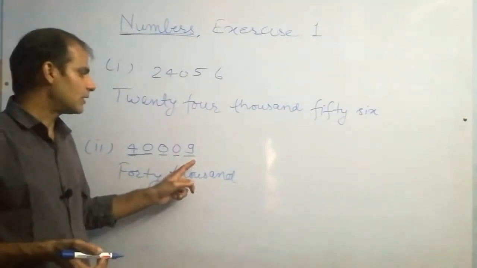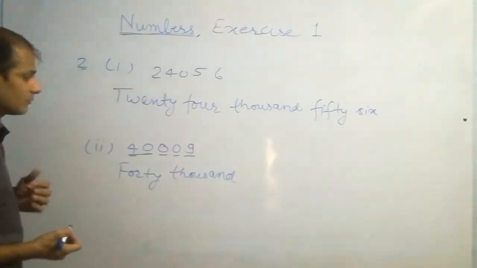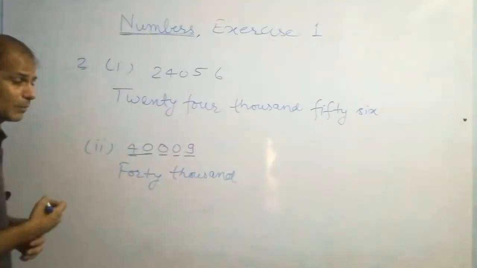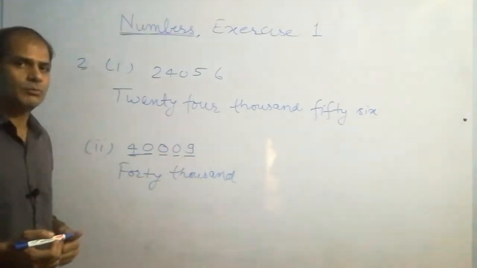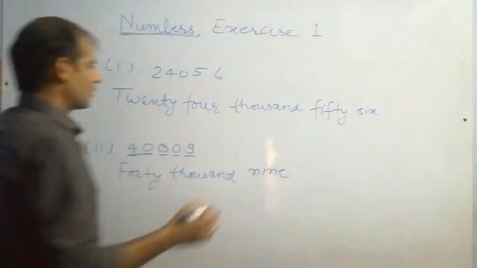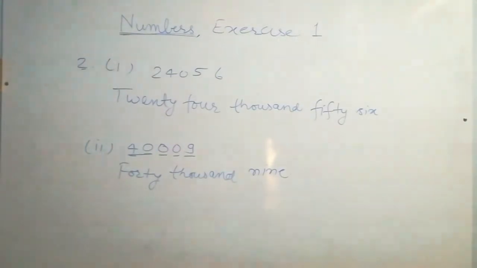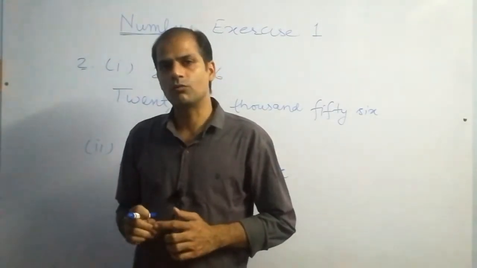means 0, then it is only 9. And it's very easy to understand that if you see there are 3 zeros, means no hundreds, no tens, only ones, so at ones position there is 9, so you will write 40,009. Okay students, in this way you will convert a numeral into word form.